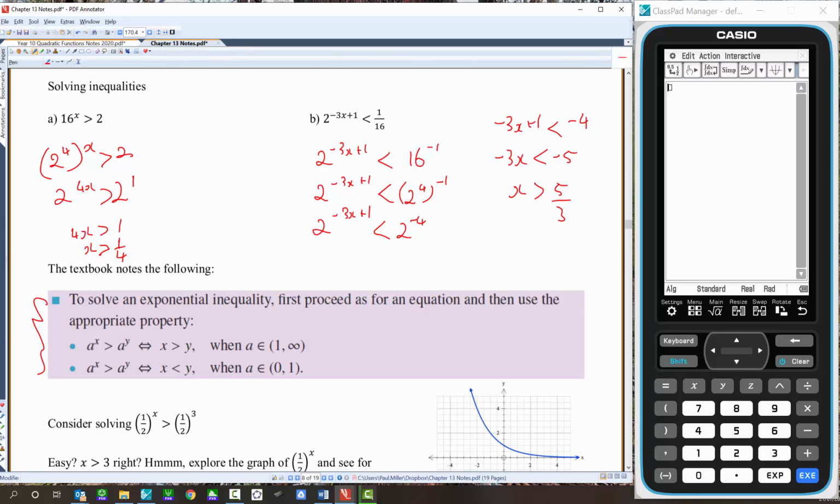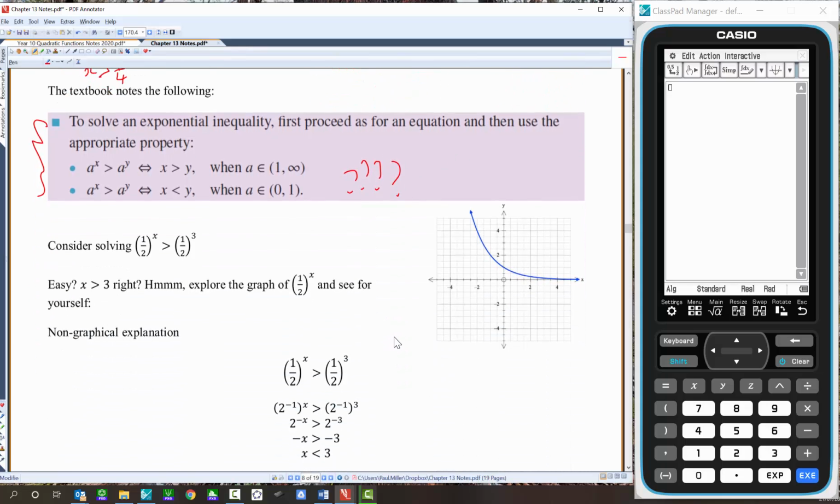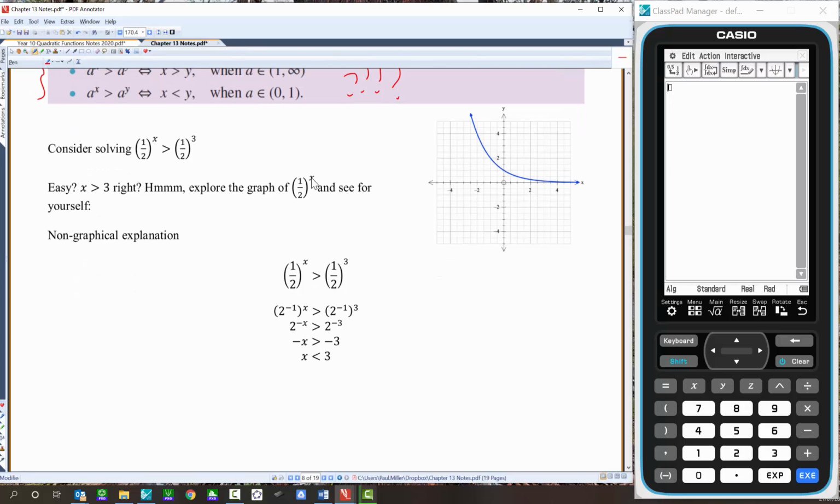All right, Cambridge has this particular exponential inequality rule: if x is greater than y, then flip, and so on. I don't even know what this means. So what we're going to do is just use a little bit of common sense in some scenarios. If we were to solve this, we've got half to the x, and I want to know when that's greater than half to the 3. And you might think, well, same base, equate them, x greater than 3. So this seems to suggest that this graph will be more than 1/8 for all the values of x greater than 3.